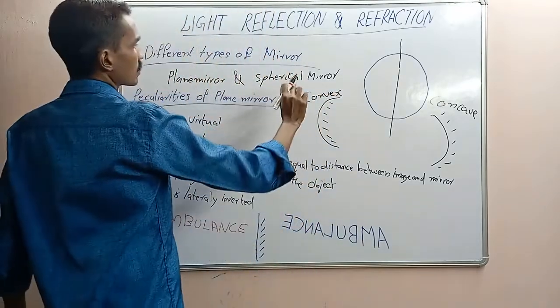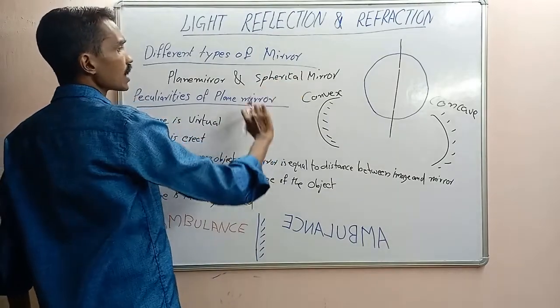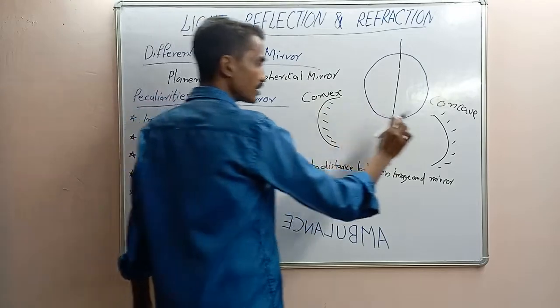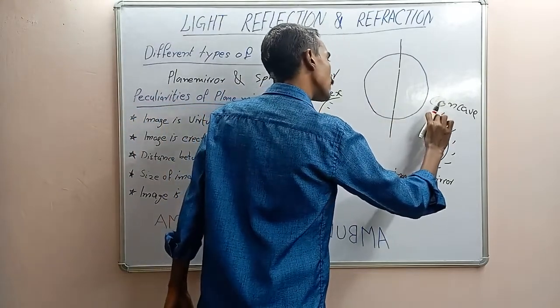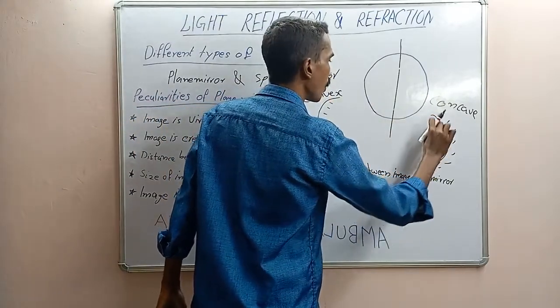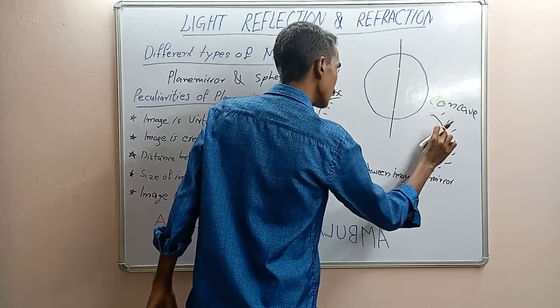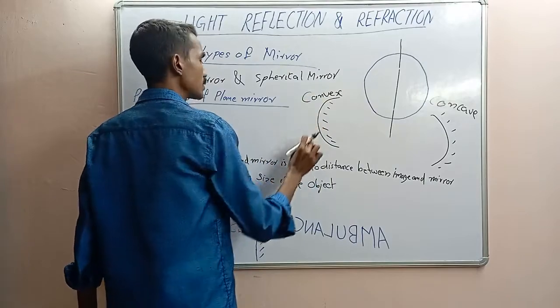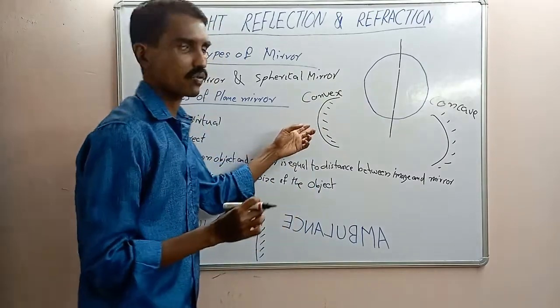So a spherical mirror is again classified into a concave mirror and a convex mirror. In the case of a concave mirror, the reflecting surface is curved inward. In the case of a convex mirror, the reflecting surface is bulged outward.